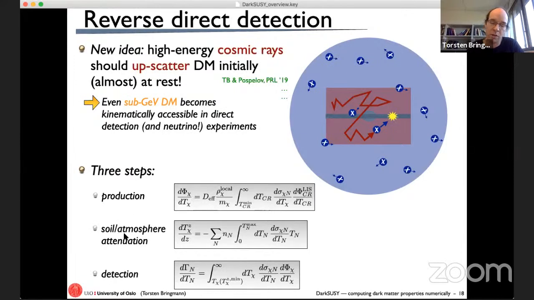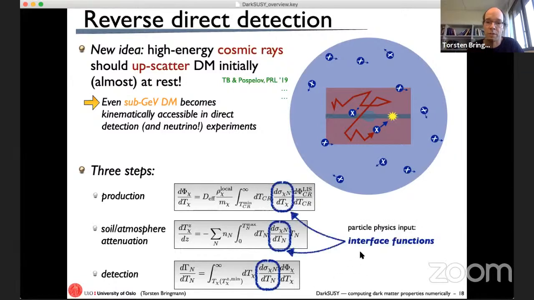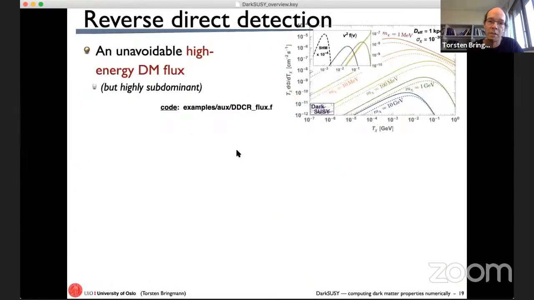You need to take into account that they are absorbed or attenuated, at least, in the soil or the atmosphere. And then finally, there's a detection taking into account a modified velocity distribution of these particles. So this is the direct detection interface function that we also need for our standard direct detection. And here you can basically see the effect. This is the standard halo model, the velocity distribution of dark matter particles. And then on top of that, you have a small contribution with a high energy tail.